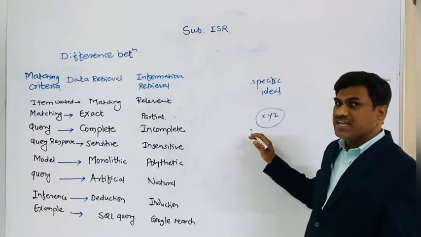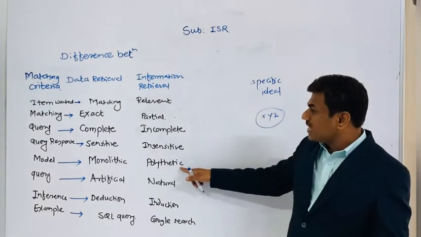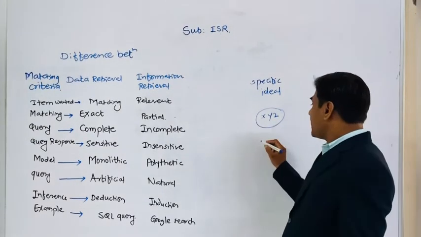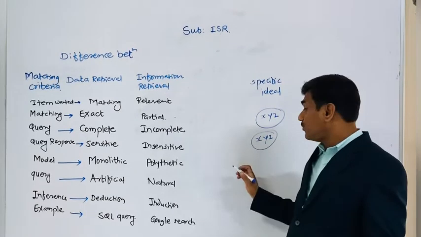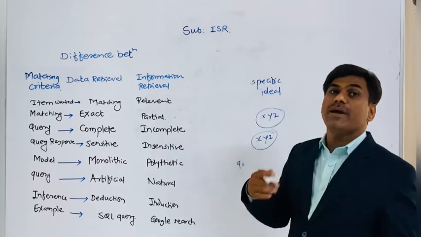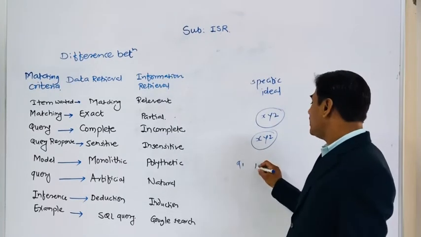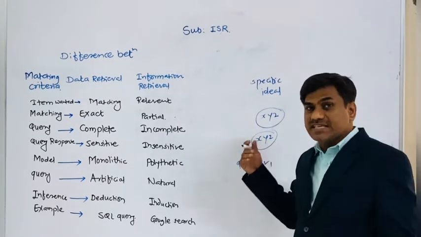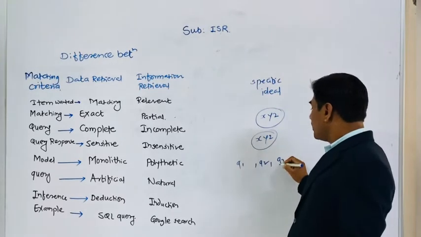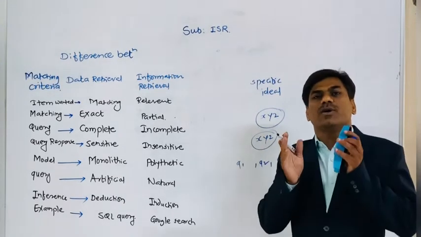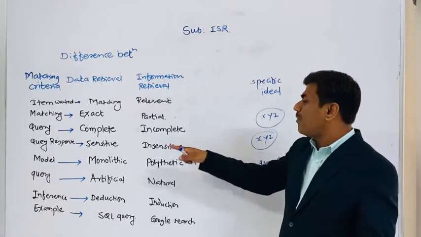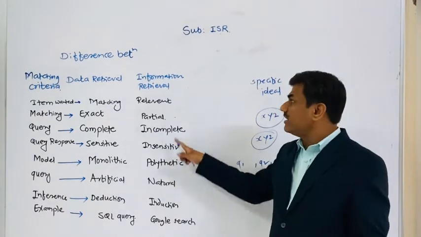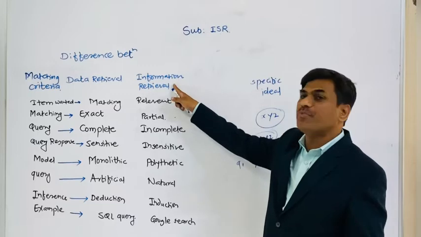Now the polythetic nature of the model means what? Suppose you are getting the XYZ answer. This answer you may get for query number Q1. You may get the same answer for query number Q2. You may get the same answer for query number Q3. Meaning for a number of queries you will get the same answer. This kind of nature of model is polythetic, and it is under information retrieval.